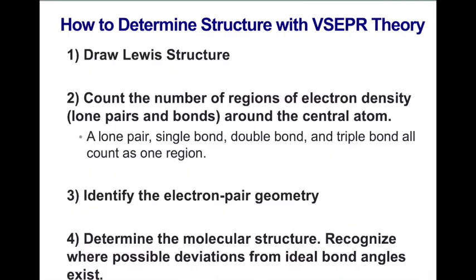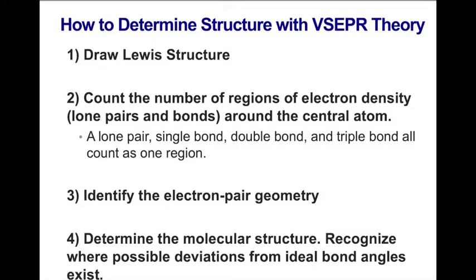All right, so how are we going to do this? How are we going to figure out the structure with VSEPR? A starting point always, we need to draw the Lewis structure. We need to have that to be able to start out knowing how many electrons there are, how many bonds there are, and where the lone pairs are. And from there, we can use VSEPR to figure out what's going on.